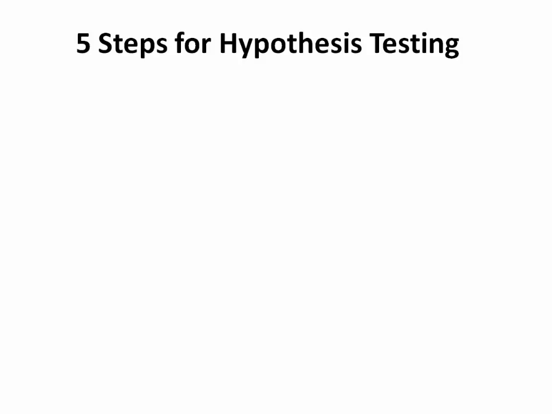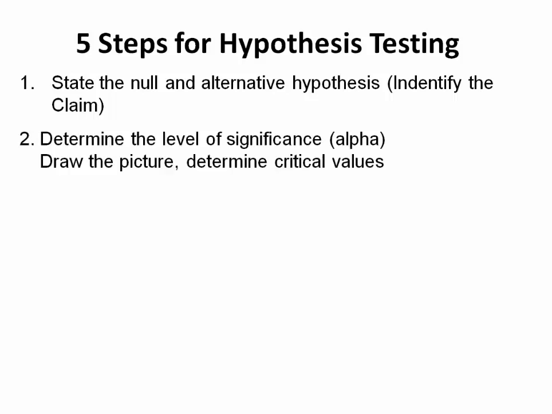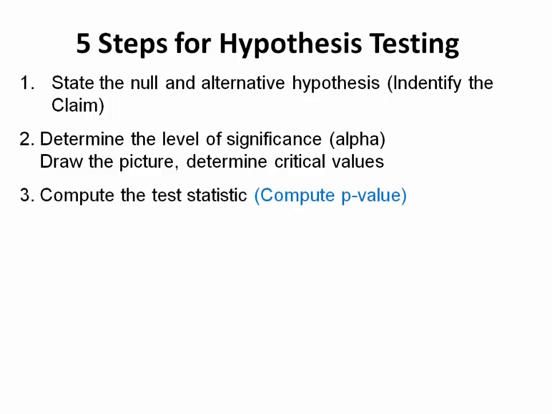We review the 5 steps for hypothesis testing. We note that step 1 is to state the null and alternative hypothesis. We saw this in the previous video. Step 2, which we will see in this video, we'll discuss the level of significance, also known as alpha. We will draw the picture and determine the critical values.